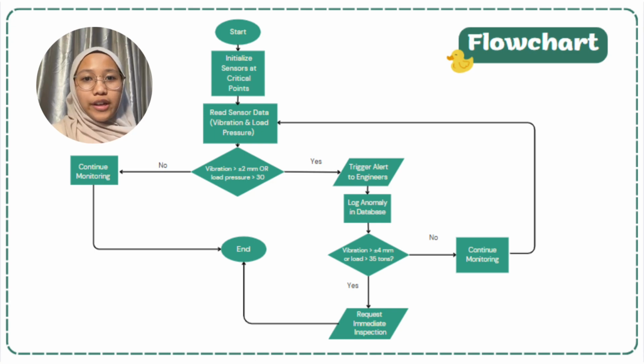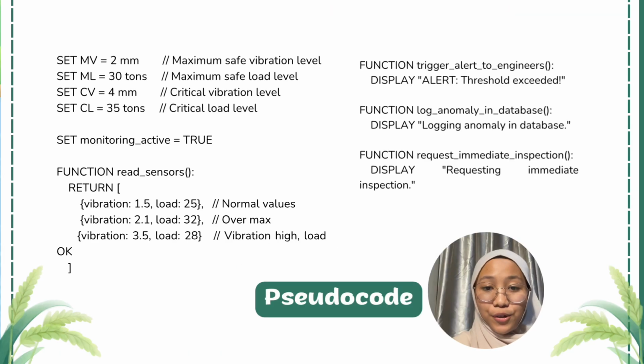So here we already created a flowchart before to give us a better idea of how our program will work. Then this is our pseudocode. Here we define safety limits for vibration and load, and there are two levels, maximum and critical. Then we set the MV, or maximum vibration, at 2 millimeters, ML, or maximum load, at 30 tons, CV, or critical vibration, at 4 millimeters, and lastly, critical load, or CL, at 35 tons.